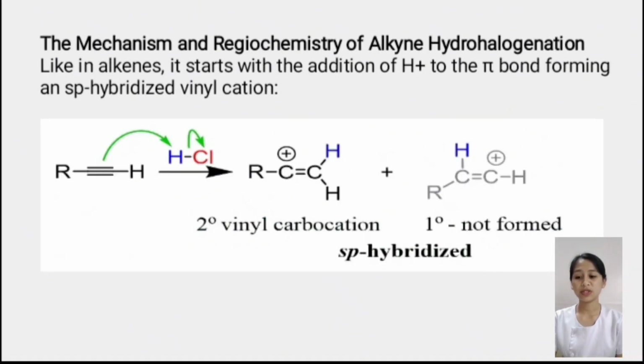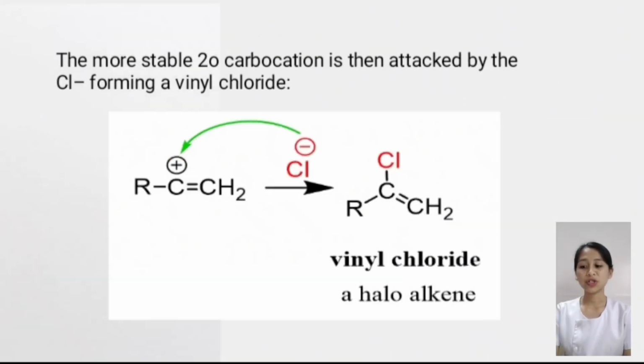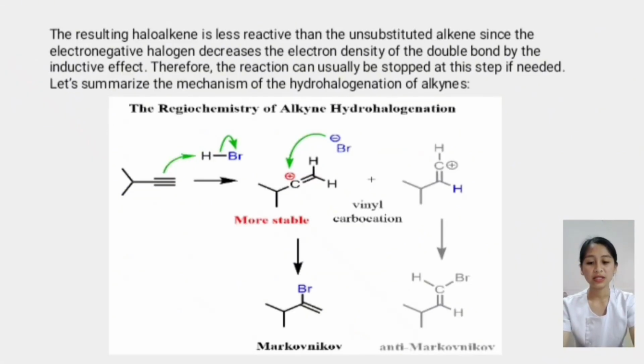The mechanism and regiochemistry of alkyne hydrohalogenation, like in alkenes, starts with the addition of H+ to the pi bond, forming an sp hybridized vinyl cation. The more stable secondary carbocation is then attacked by the Cl, forming a vinyl chloride. The resulting haloalkene is less reactive than the unsubstituted alkyne since the electronegative halogen decreases the electron density of the double bond by the inductive effect. Therefore, the reaction can usually be stopped at this step if needed. Let's summarize the mechanism of the hydrohalogenation of alkynes.